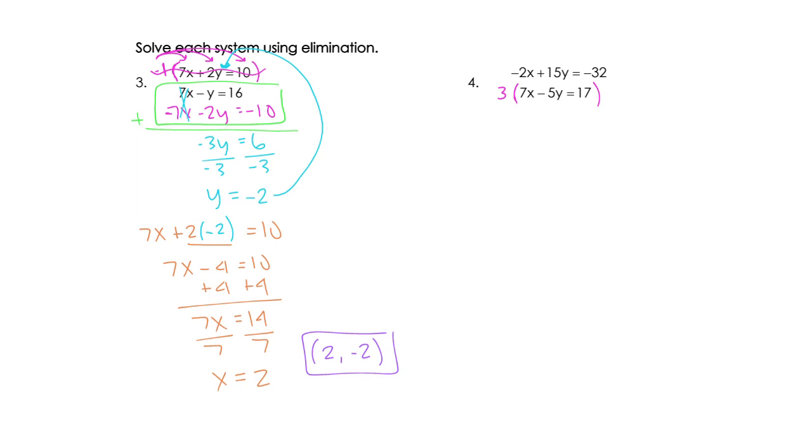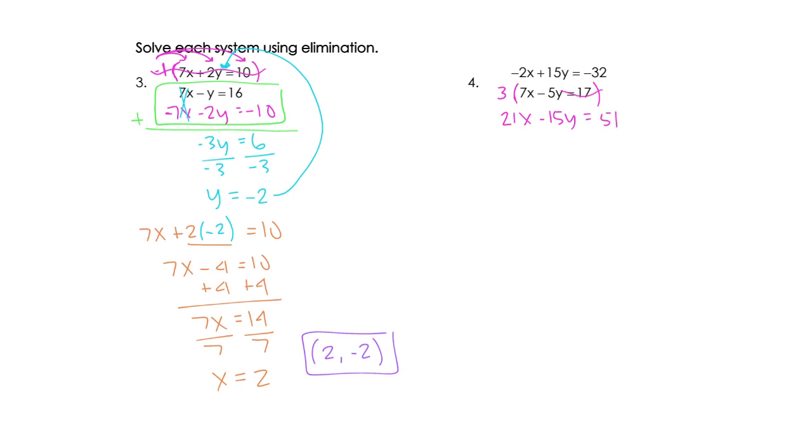So then here's the thing. The next thing you should look at is, do they have opposite signs? Because I don't want to multiply by a -3 unless I have to change the sign. In this case, I already have a positive and a negative. When I multiply by 3, this is going to give me a -15y, and therefore will cancel out those two terms. So I'm going to go ahead and distribute here. I would get 21x minus 15y equals 51.